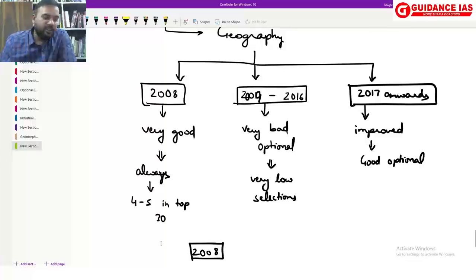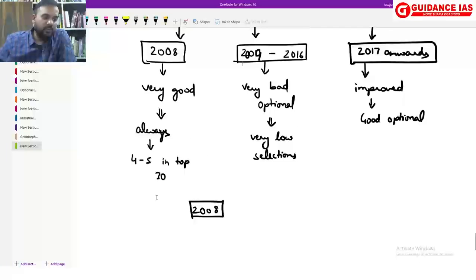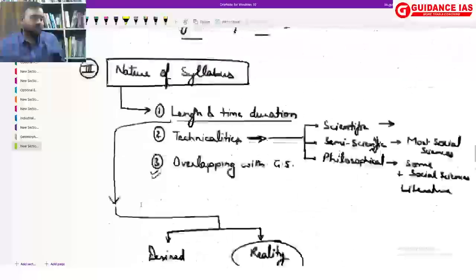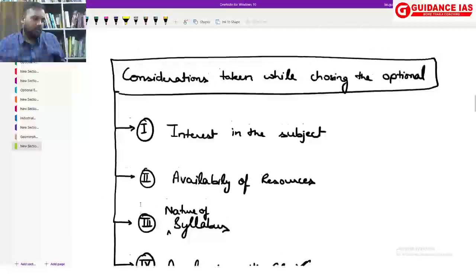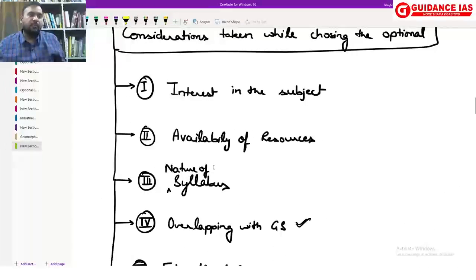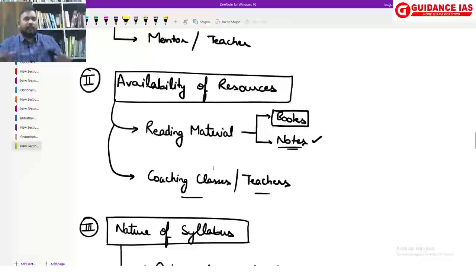So what happened during this period? Why were the results bad? Because the paper was very dynamic and there was a problem with respect to the availability of resources. The dynamism which was reflected in the papers was not reflected in the notes. Books were there, but as I said, books are basic reading material which are not oriented according to the exam. So here there was a lack. There was a gap, a big gap.